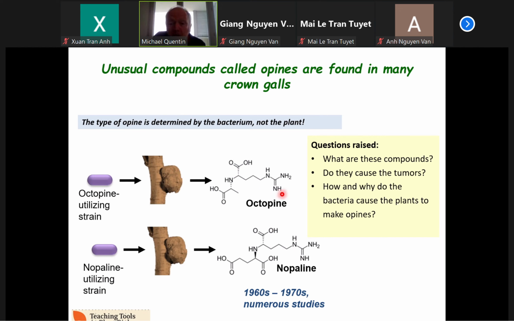Those compounds are not able to induce the formation of the tumor. And it was long asked why the bacteria cause the plant to make opines. Later on, it was discovered that the bacteria were feeding from those opines. So the bacteria are able to catabolize opines, and they feed from those molecules.